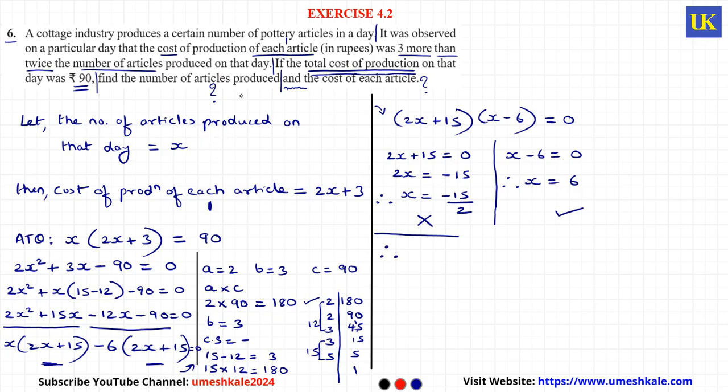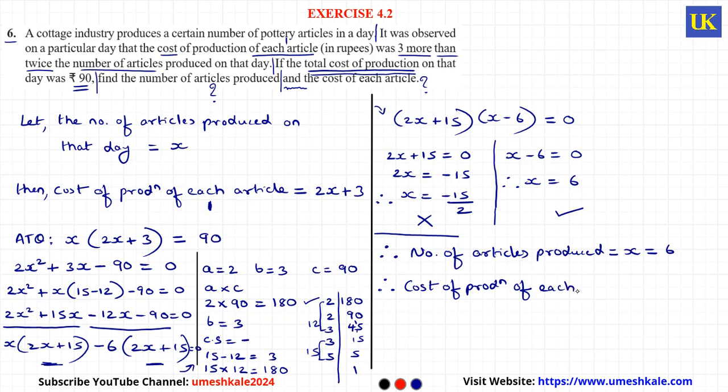So two things they had asked us to find. So find the number of articles and the cost of each article. So the number of articles produced on that particular day we have taken as x, and x is equal to 6. And the cost of production of each article, means one article.